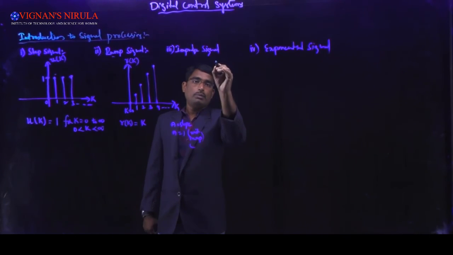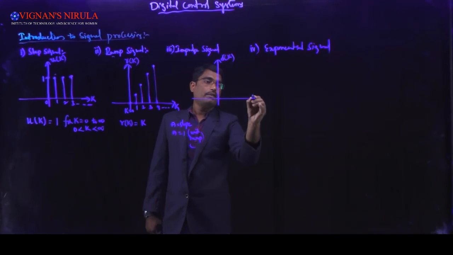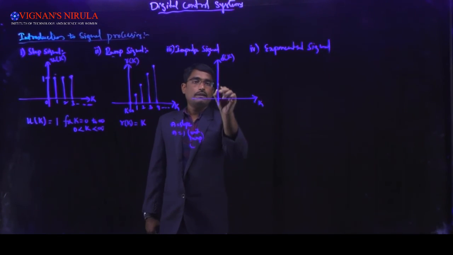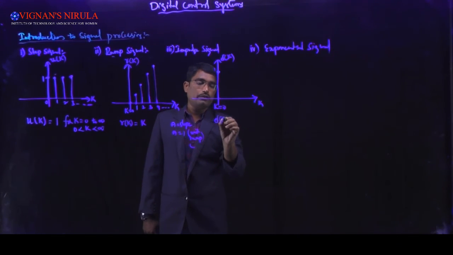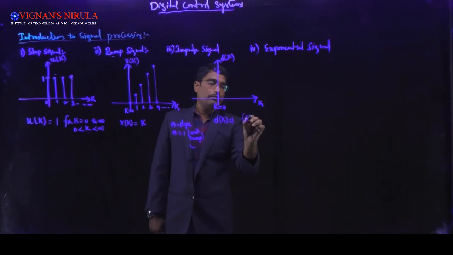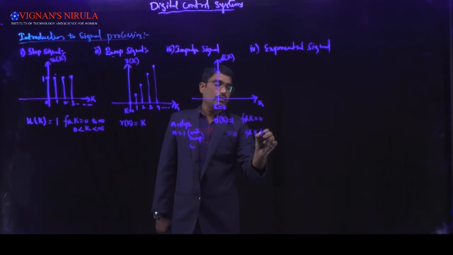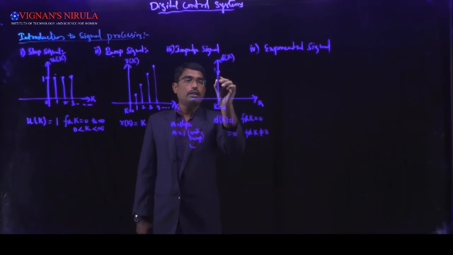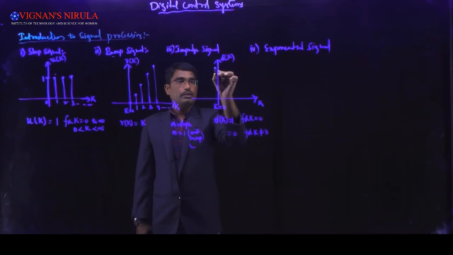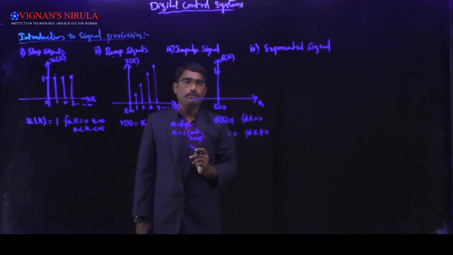Then the unit impulse signal will be represented by delta of k with respect to k. An impulse signal has amplitude only at k equals 0. Here also we are taking the amplitude as 1. So functionally, delta of k equals 1 only for k equals 0, and it will be 0 for k not equal to 0. It will have a value only at k equals 0. If the amplitude is 1, it is said to be a unit impulse signal. If the amplitude is not equal to 1, it is simply an impulse signal.